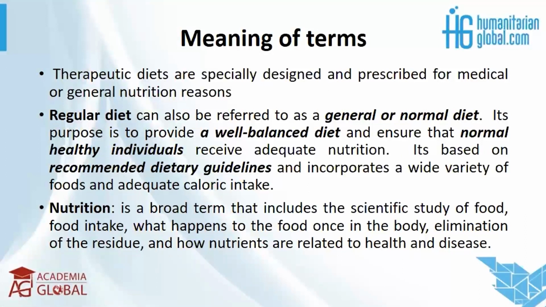And then the other term here, we are saying regular diet. This can also mean a normal diet or a general diet. And when we talk about the regular diet here, we mean a well-balanced diet that is recommended for people of normal health who are not sick. And this diet comprises foods that give us all the nutrients that are needed by the body according to the recommended dietary guidelines. So in short, it's a very well-balanced diet that can be consumed normally by people who have no problems.